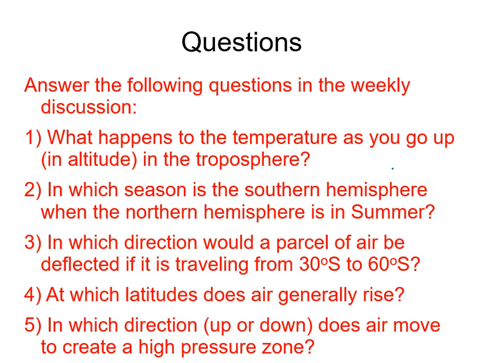And then also please answer these questions in the weekly discussion. What happens to the temperature as you go up in altitude in the troposphere? In which season is the southern hemisphere when the northern hemisphere is in summer? In which direction would a parcel of air be deflected if it is traveling from 30 degrees south to 60 degrees south? At which latitude does air generally rise? And in which direction, up or down, does air move to create a high pressure zone?